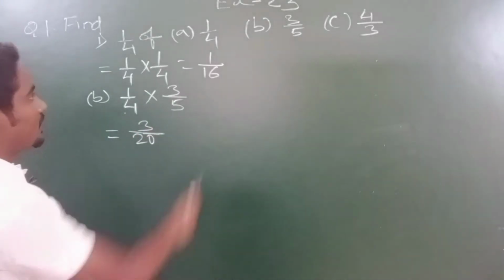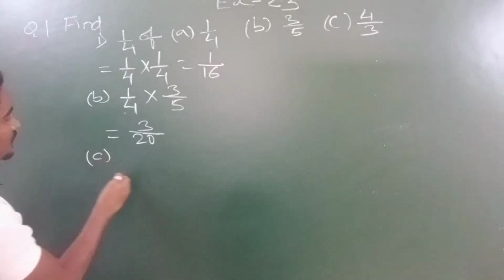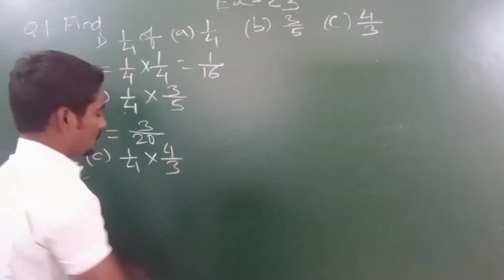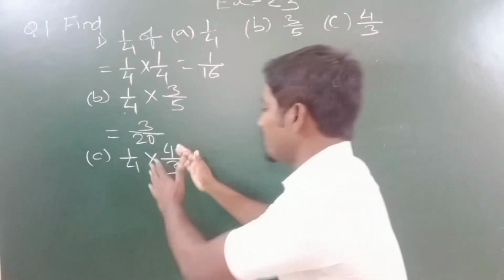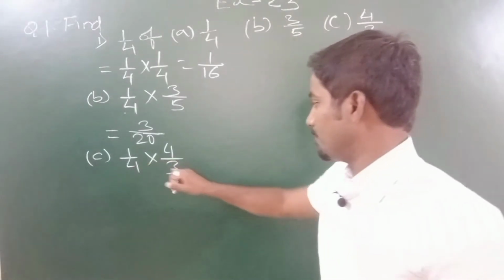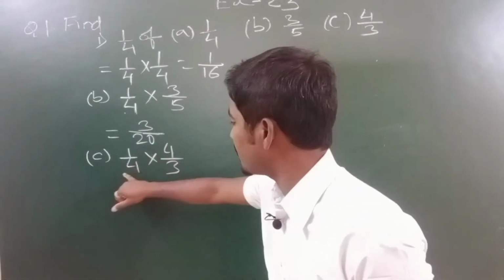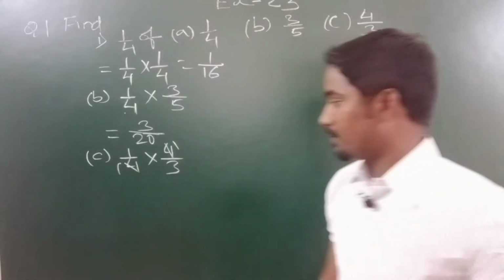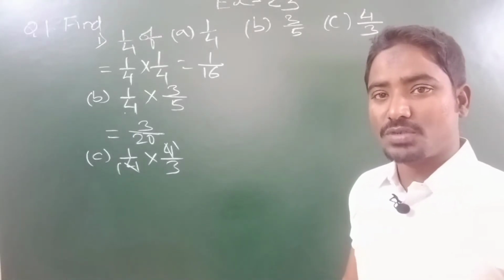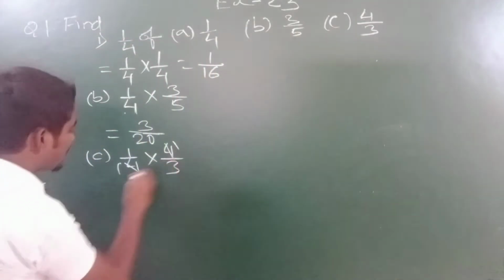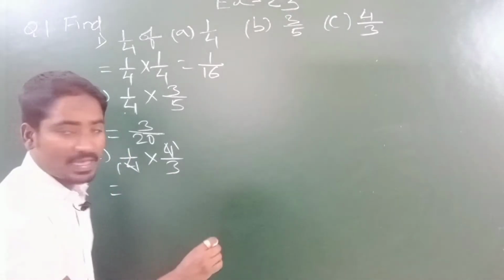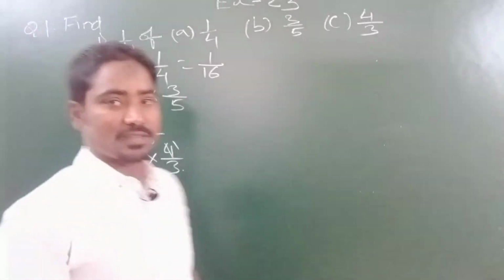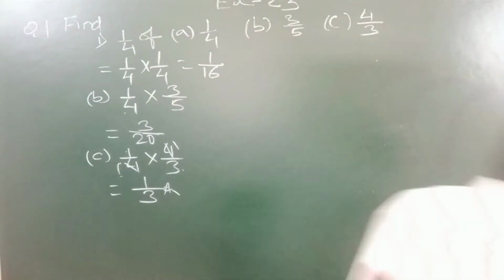Now the next one is C. Here we will find 1 upon 4 into 4 upon 3. Again we will find the common factor between them. As we can see, students, diagonally we have the common factor 4 and 4. So 4 ones are 4, and 4 ones are 4. No more simplification is possible, students. Hence we will multiply the numerators and denominators, then write the answer. So 1 times 1 is 1, 3 times 1 is 3. This is the answer.